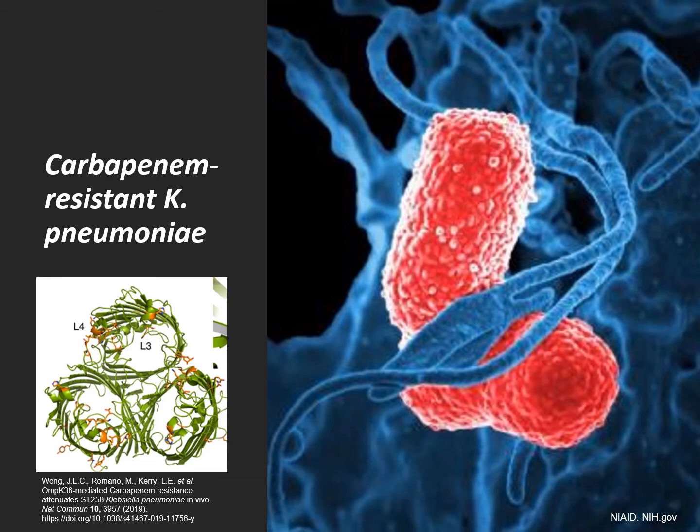This is an image of K. pneumoniae, and to the left here is an image of its mutant porin protein. So the little bits of orange that you see here are mutated amino acids that have changed the diameter of the porin so that carbapenem cannot come in.